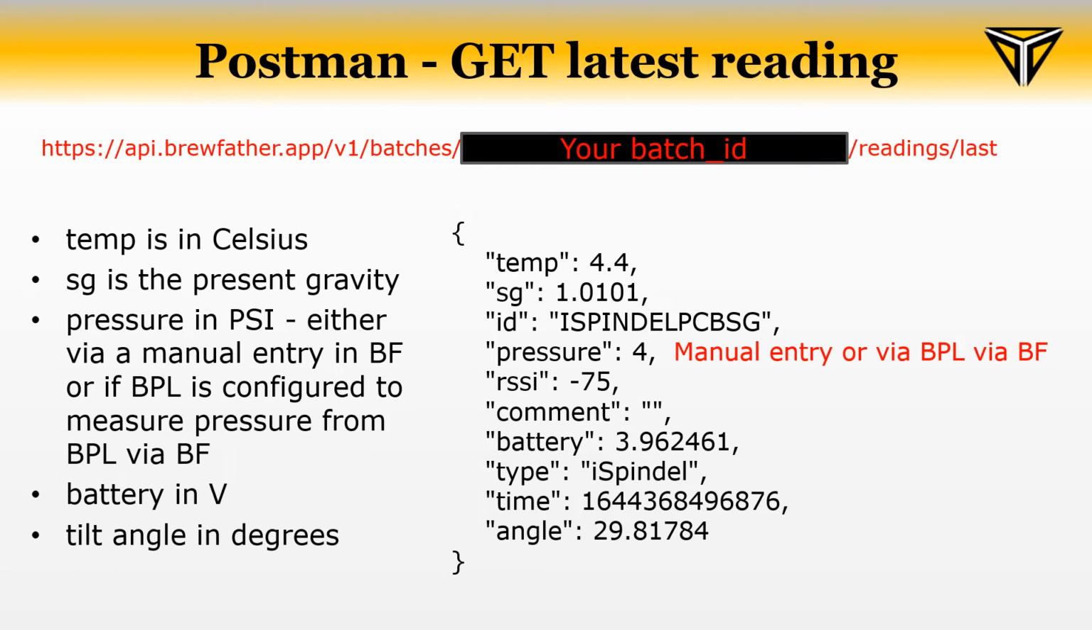Now we can look at the data in a bit more detail. The order of the data may vary. It doesn't seem to affect FermWatch's operation. So the temperature is in Celsius, SG is the present gravity, ID is the name of the iSpindel, pressure is in PSI. It's either via a manual entry in Brewfather, or if you have BrewPiLess configured to measure the pressure, it would be BrewPiLess via Brewfather. Battery is battery, time is in hieroglyphics, and the tilt angle is in degrees.